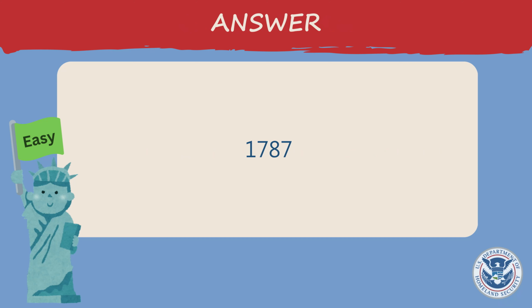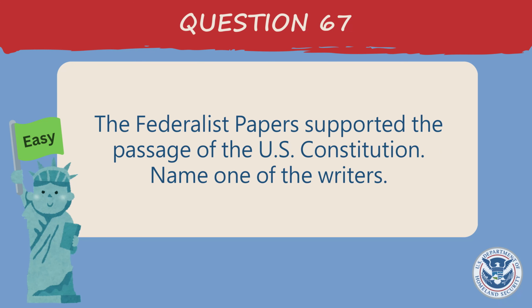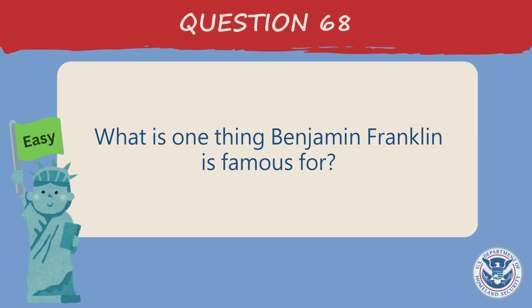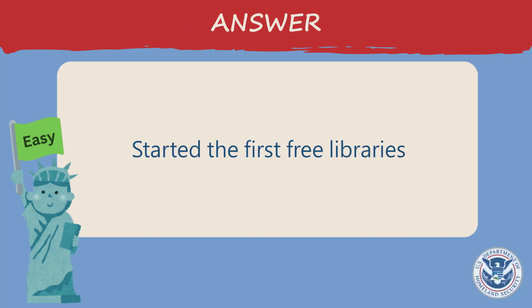1787. The Federalist Papers supported the passage of the U.S. Constitution. Name one of the writers. John Jay. What is one thing Benjamin Franklin is famous for? Started the first free libraries.